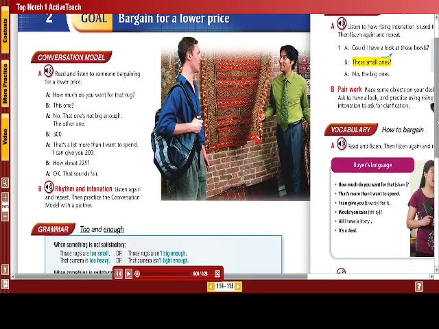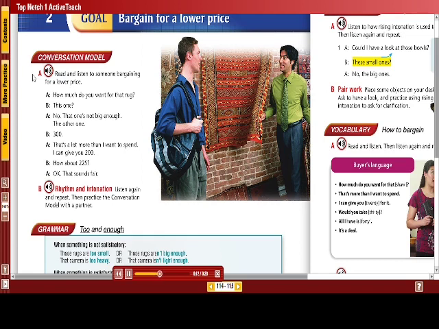Let's listen to a conversation model about maybe a tourist bargaining for a rug. Let's listen. Page 114. Conversation Model. Exercise A. Read and listen to someone bargaining for a lower price.